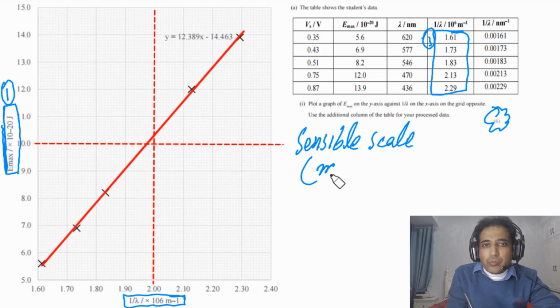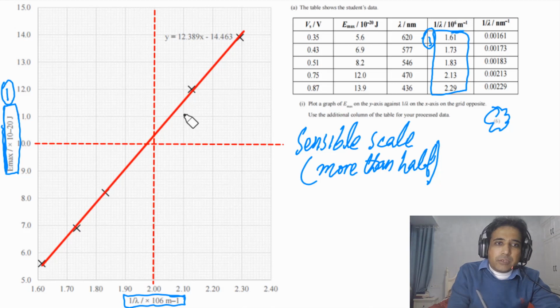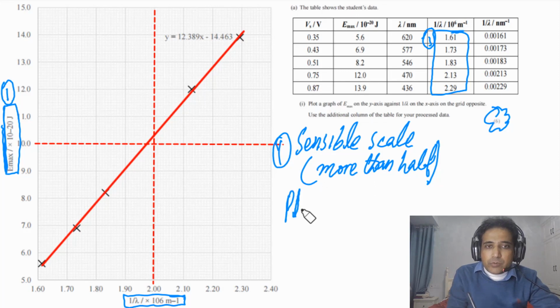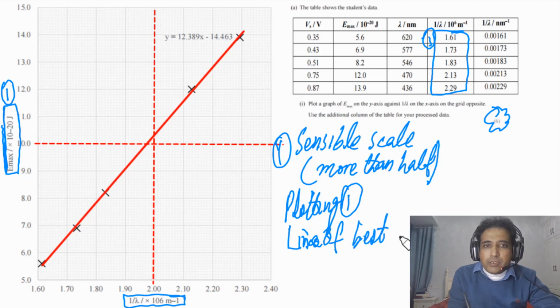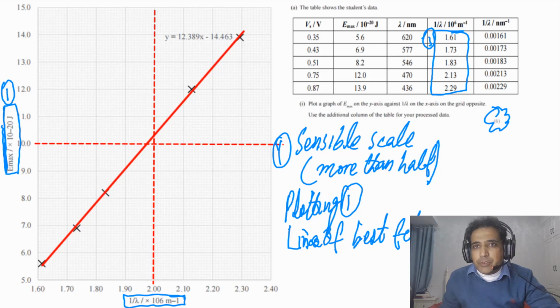So we can say more than half. So your graph covers more than half on x-axis and more than half on y-axis, I mean this best fit line. And next mark you will get for the plotting. If you have plotted these points, you will get 1 mark for the plotting and another mark for line of best fit. Line of best fit, you will get another mark. So this is how these marks will be awarded to you.